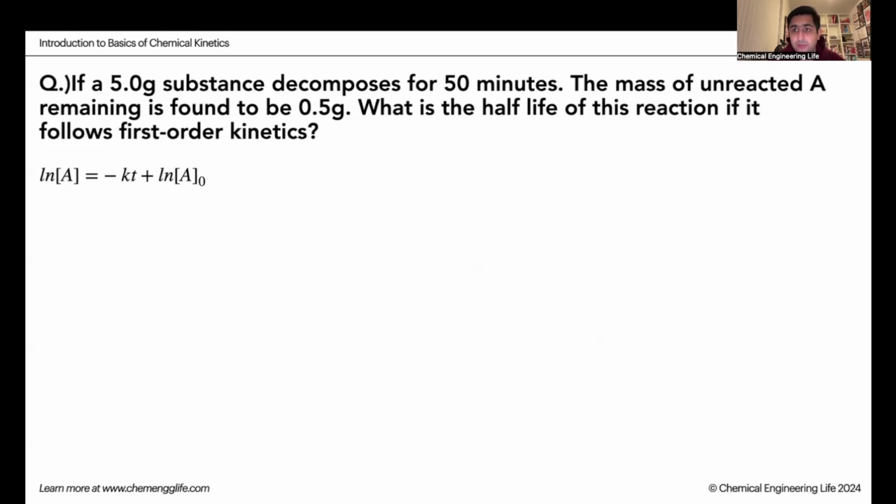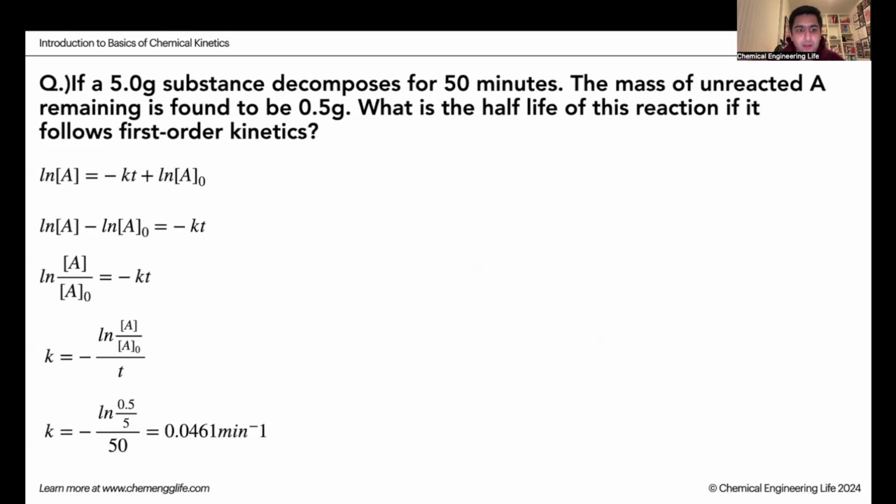So we will start off with the rate expression that we derived earlier. ln A is equal to minus kt plus ln A0. You rearrange it so that you get an expression that looks something like this, because we're trying to solve for k. So if I take k to the left-hand side, then we get an expression of negative ln of A over A0, divided by t. We have all of our values. We put in all the values. So now I have calculated my k value. The k value is 0.0461 per minute.